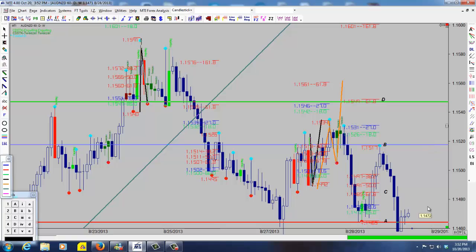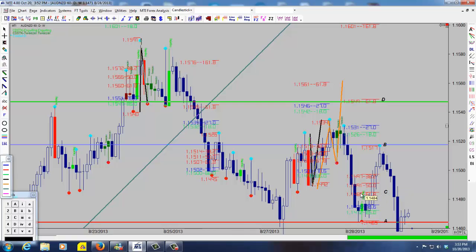We're out. Okay? Why is this not a loss? Because we've never entered the trade yet. It's come down to C, but we've not entered the trade. We have not gotten a bullish candlestick formation to go to the upside.